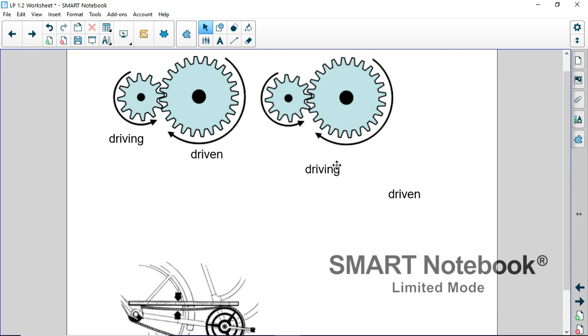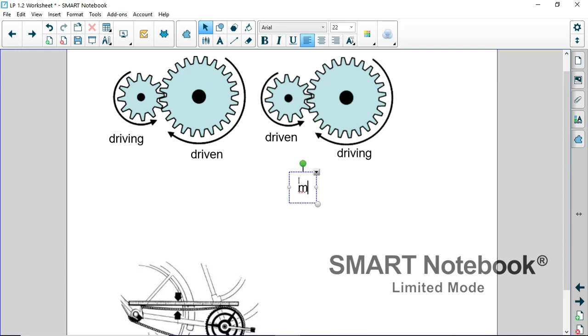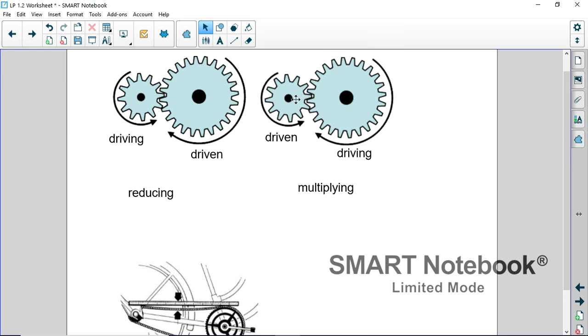Now, if you did it the other way, where the large gear is the driving gear, then the small gear would be the driven gear. And so then you're going to find that the driven gear is going to go faster. So we call this a multiplying gear system, and we call this one a reducing gear system. Notice in both cases that the small gear always goes faster.